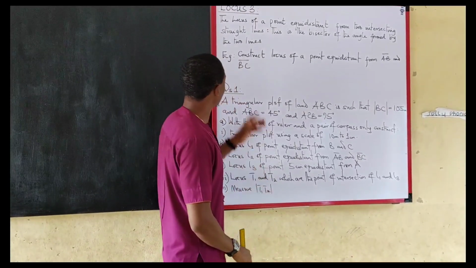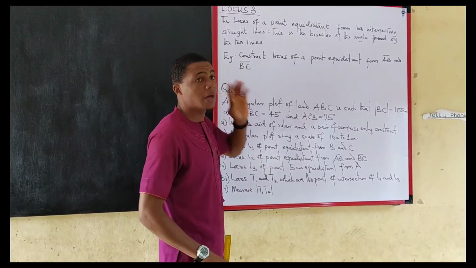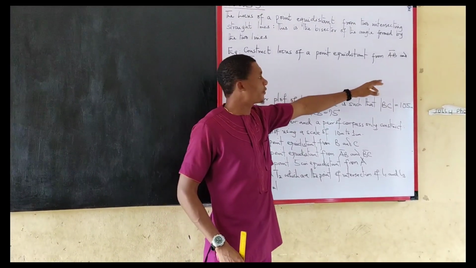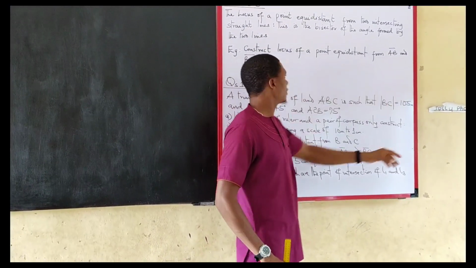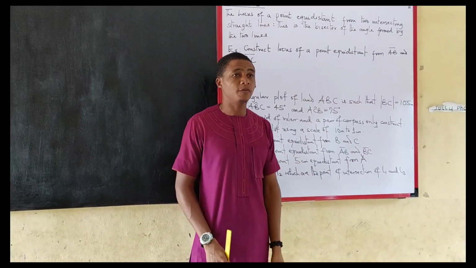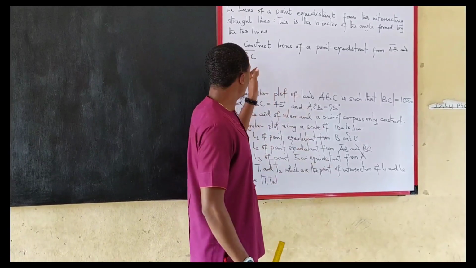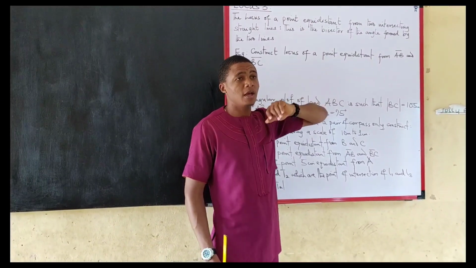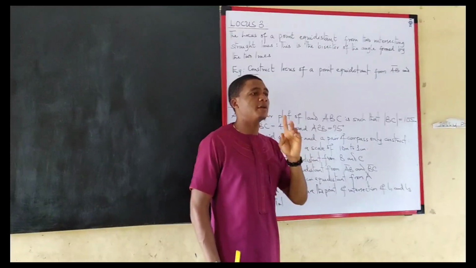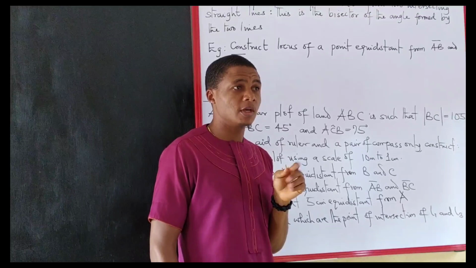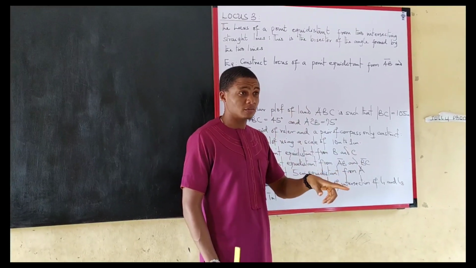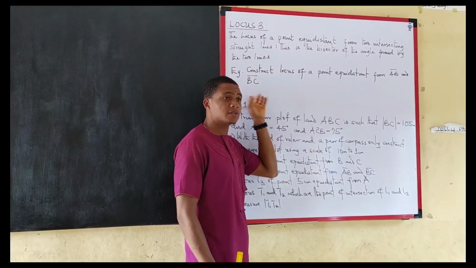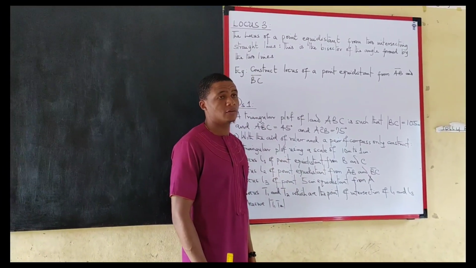Alright, now look at how it's going to appear. Example: construct the locus of a point equidistant from AB and BC. Do you understand? When they give you these two lines, look at it very well. One of the letters is going to appear twice, meaning that it is a continuation. That means where this one ended is where this one is going to start.